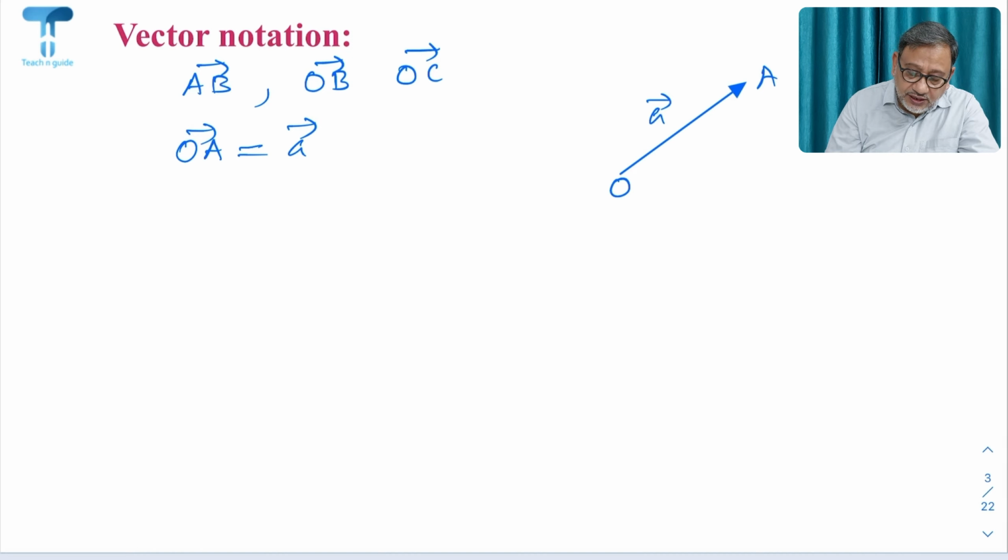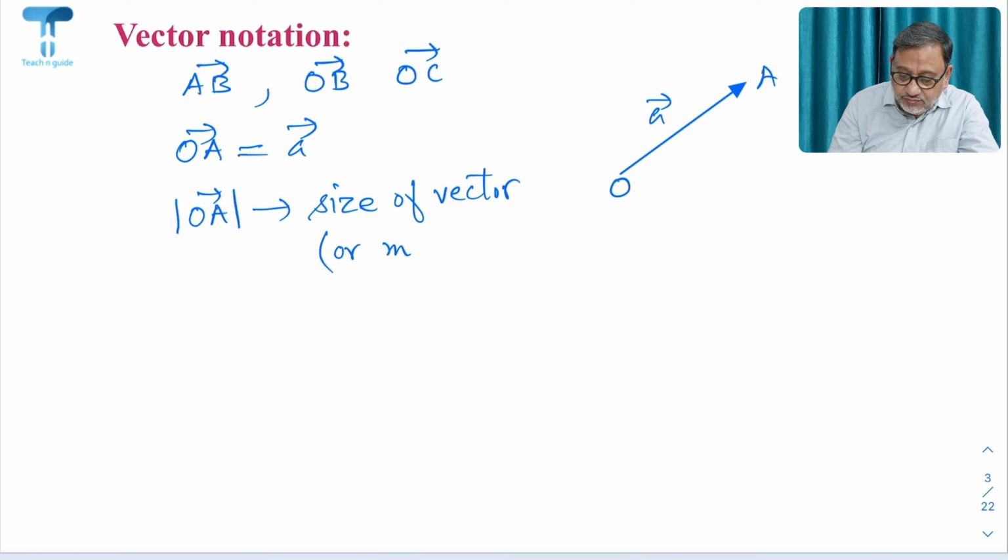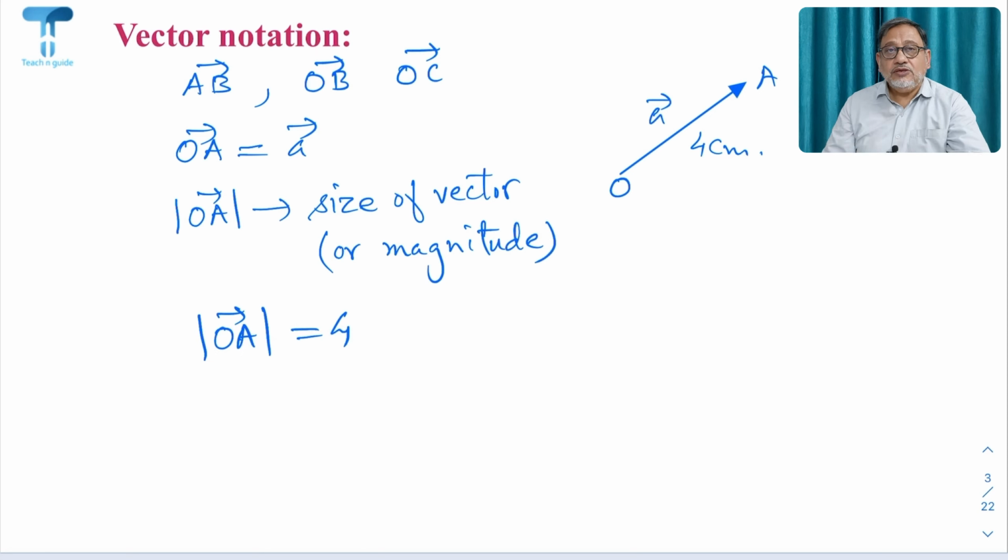Now look here, if I write the modulus of this, it is called the size of the vector, or you can also call it the magnitude of a vector. We will come to that when we do the component form. When we write the vectors, we will write their size also. So suppose this is of 4 centimeter length, then the magnitude of OA will be 4. Like this we represent it with the magnitude.